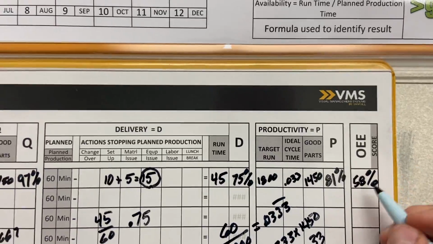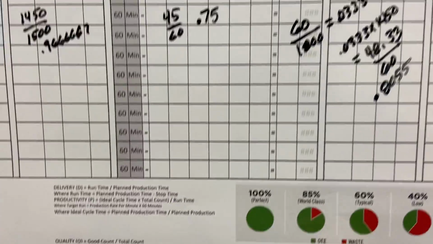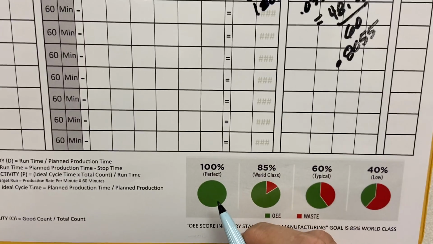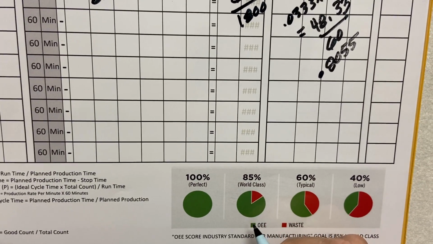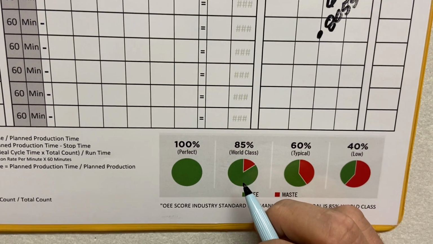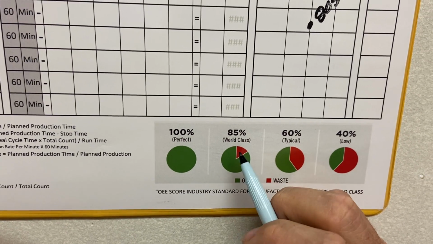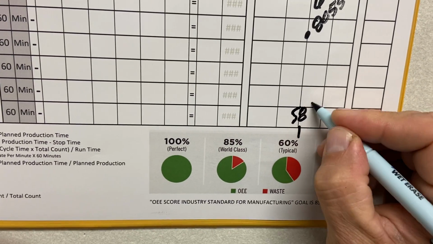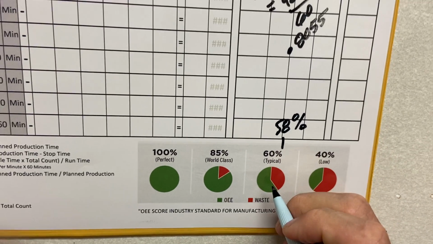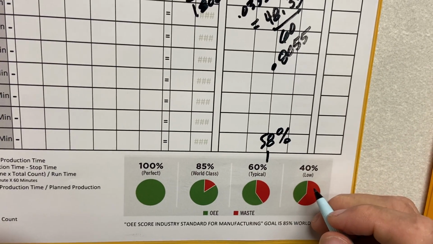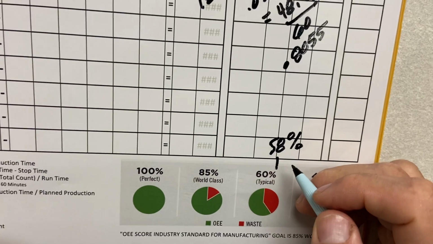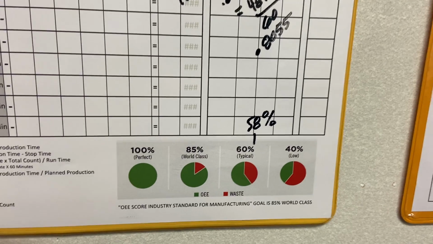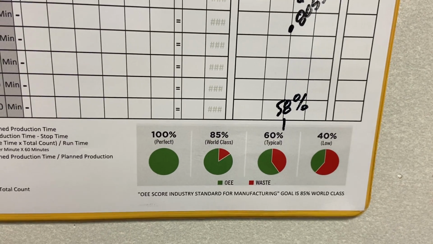So 58 sounds like a low number. Well, let's look down here on what the expectation is. Perfect is 100%. Nobody's perfect. World class, that's what everybody strives to be right now. 85% is the score they're looking for. We're sitting right here at 58. Hey, we're not typical. We're not low. We've got a great opportunity to improve our process according to this. Let's go ahead and continue to track these numbers and see how good we can get and what opportunities present themselves. Thank you.